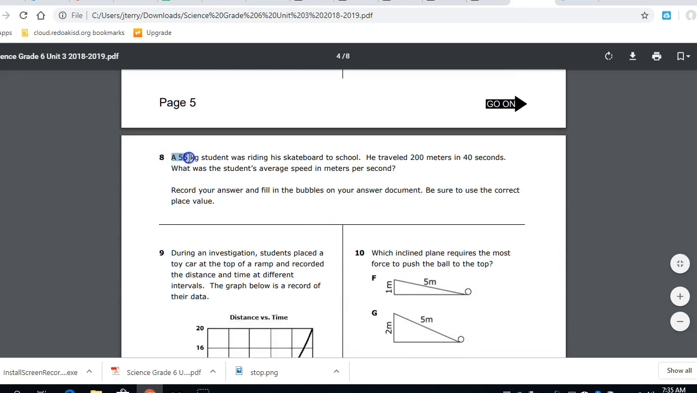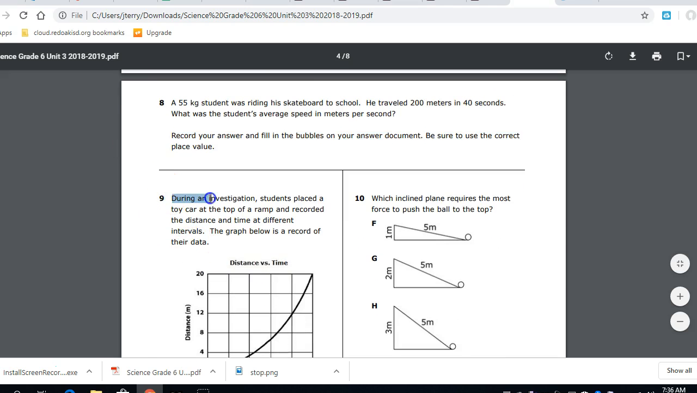Number 8, a 55-kilogram student was riding his skateboard to school. He traveled 200 meters in 40 seconds. What was the student's average speed in meters per second? Record your answer and fill in the bubbles on your answer document. Be sure to correct your place value.